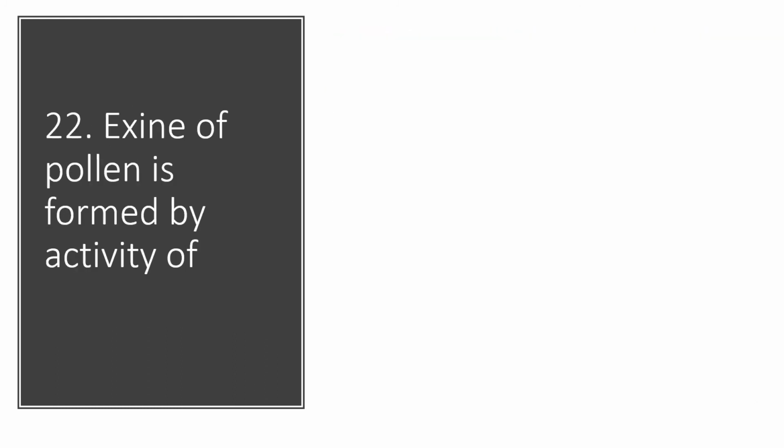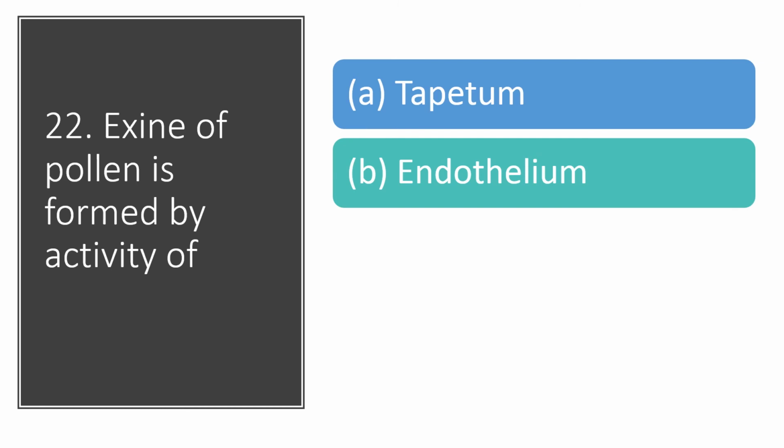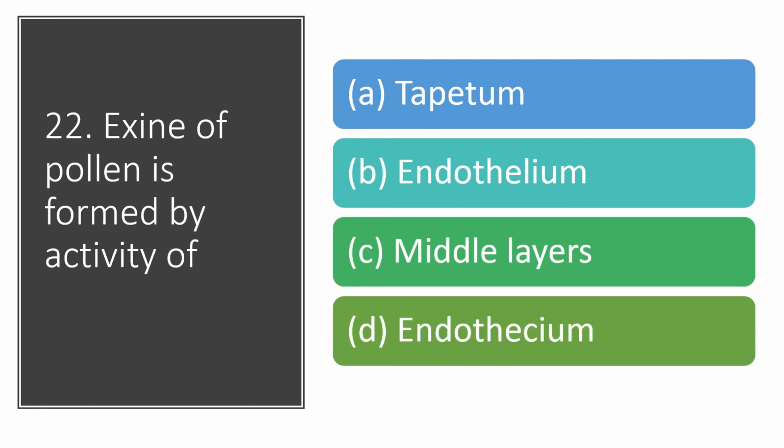Coming to question number 22. Exine of pollen is formed by activity of: the options are A, tapetum; B, endothelium; C, middle layers; D, endothecium. We know that exine consists of one strong chemical component, resistant to enzymes, heat, etc. So it is called sporopollenin.